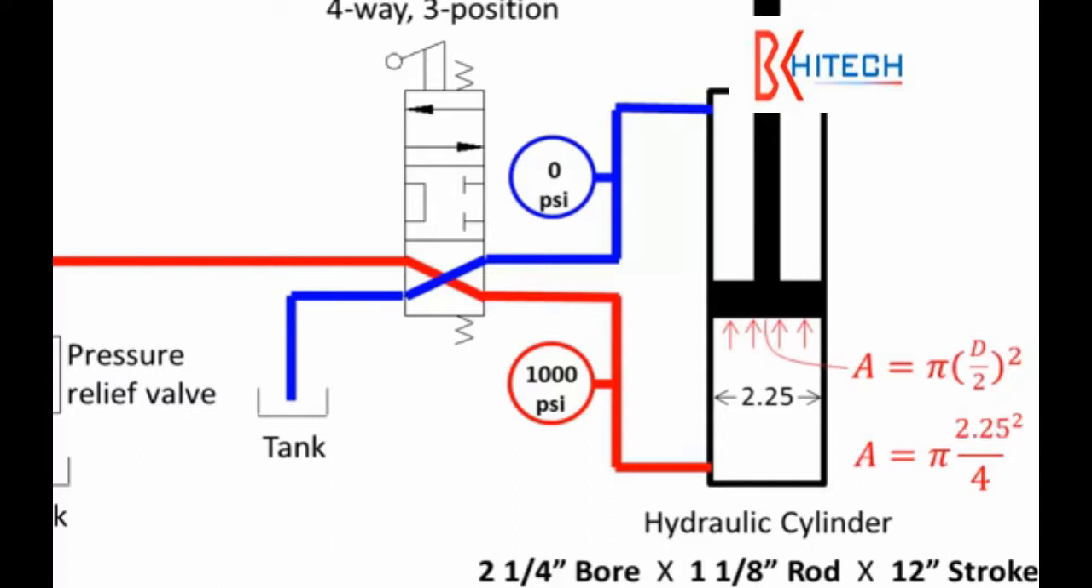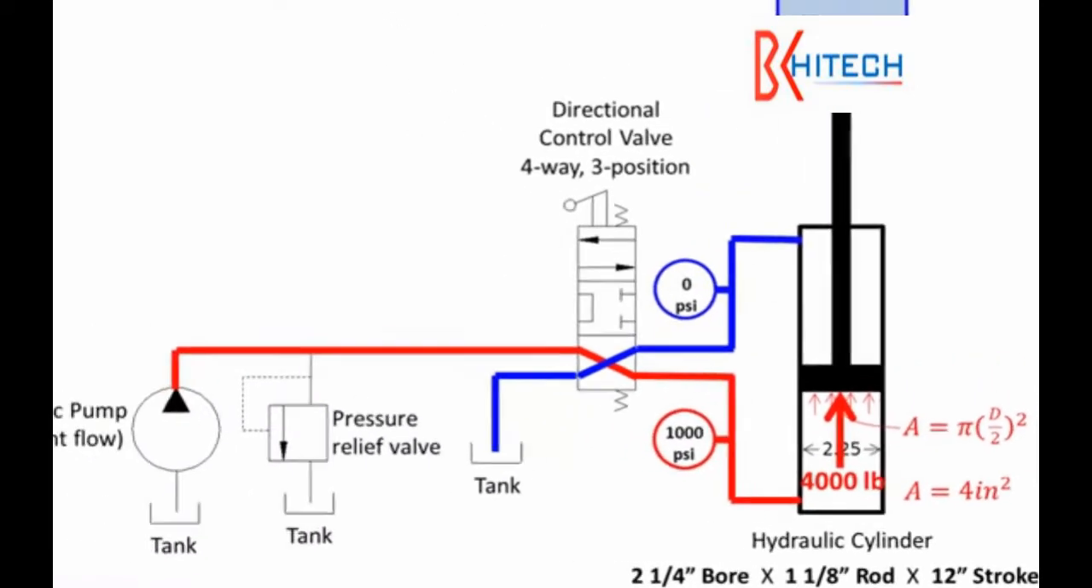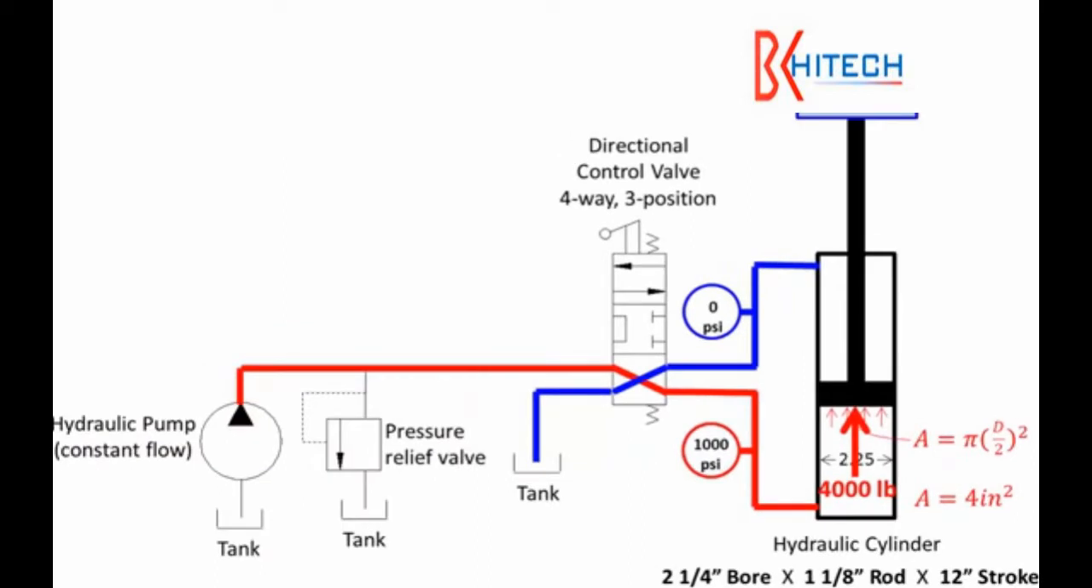The diameter of this piston is 2.25 inches, which results in a 4 square inch area on the bottom of that piston. So if there is 1,000 pounds for every square inch of fluid pressure acting on 4 square inches, that would result in a total load of 4,000 pounds of force on the bottom of that piston. So we could lift a 4,000 pound weight.